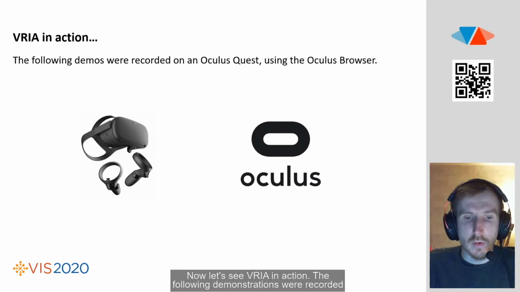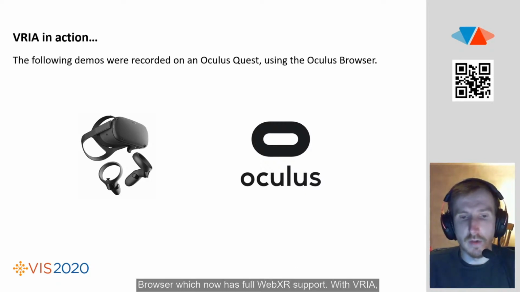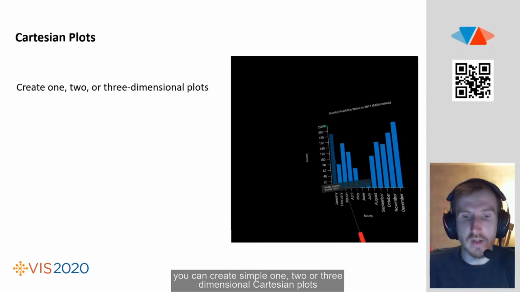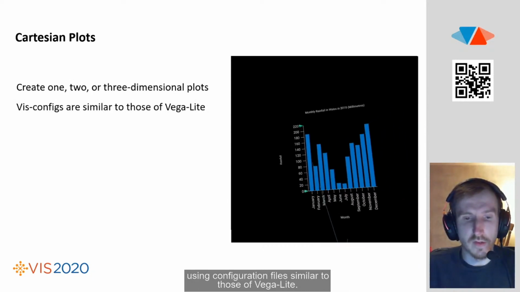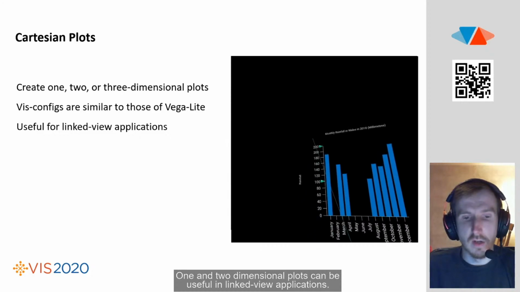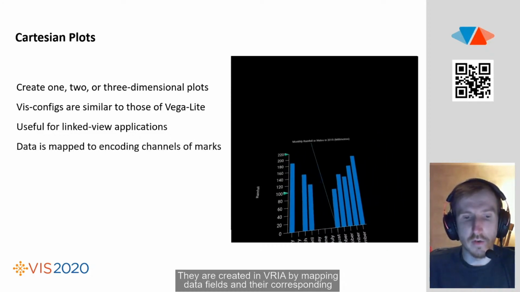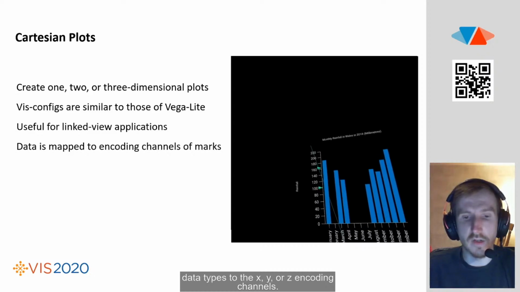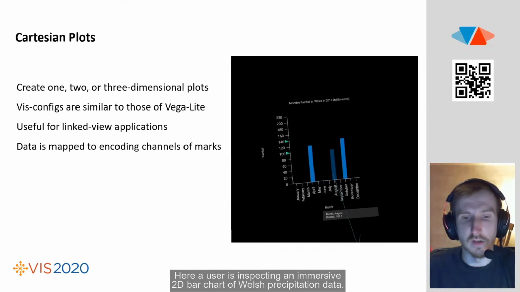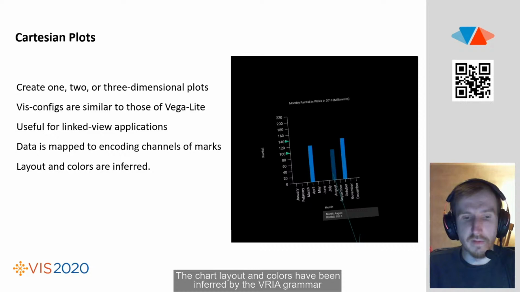The following demonstrations were recorded natively on an Oculus Quest using the Oculus browser, which now has full WebXR support. With Vria, you can create simple 1, 2, or 3-dimensional Cartesian plots using configuration files similar to those of Vega-Lite. 1- and 2-dimensional plots can be useful in linked view applications. They are created in Vria by mapping data fields and their corresponding data types to the X, Y, or Z encoding channels. Here, a user is inspecting an immersive 2D bar chart of Welsh precipitation data. The chart layout and colours have been inferred by the Vria grammar and can be altered by adding additional properties to the visconfig if desired.